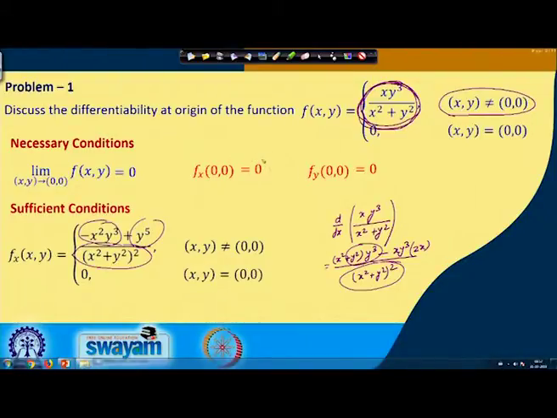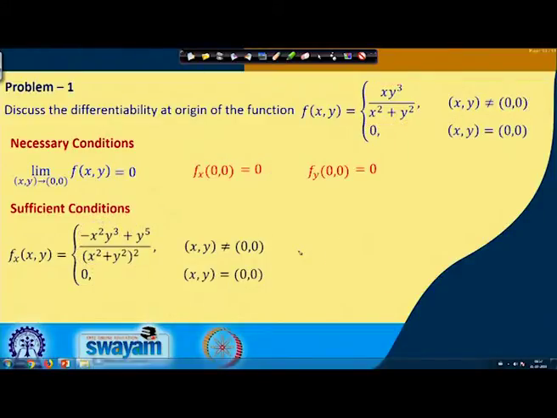This f_x at (0,0) was 0. So, it is 0 here. So, we have now evaluated f_x at a point (x,y) in the neighborhood and also at (0,0), and now for continuity we have to take the limit as (x,y) goes to (0,0) of this function, whether it is equal to 0 or not.